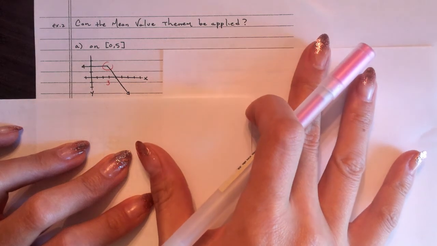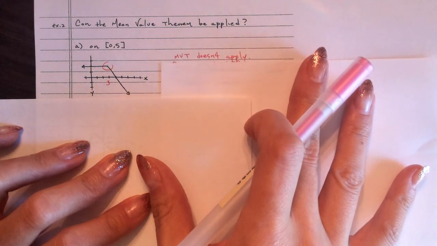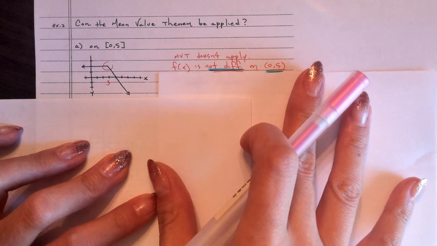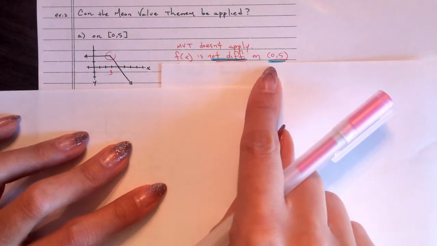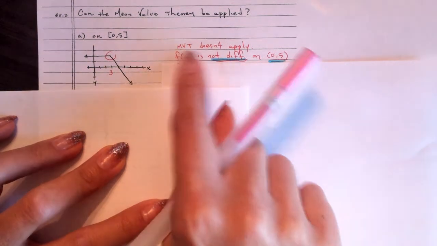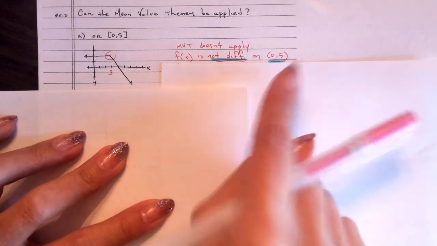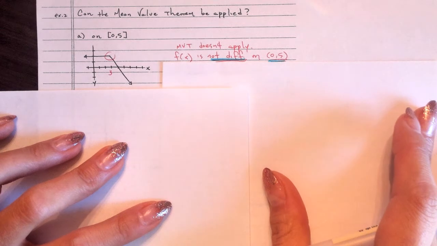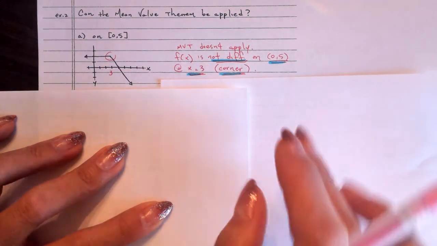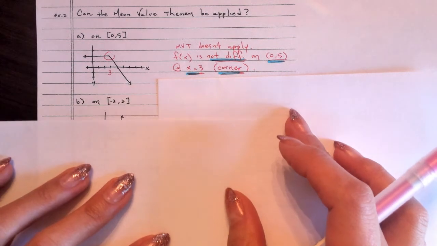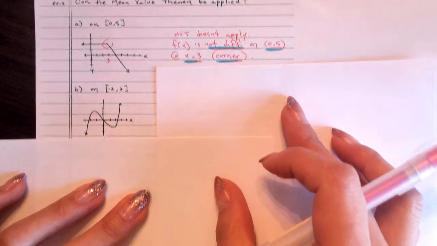So this is continuous, but it's not differentiable. It's not differentiable on this open interval. Notice I underline the parts that I'm going to be looking for. So no is your answer, but you're going to say not differentiable on that open interval. Why not? Because at 3, there is a corner. So I can see it with my eyes.